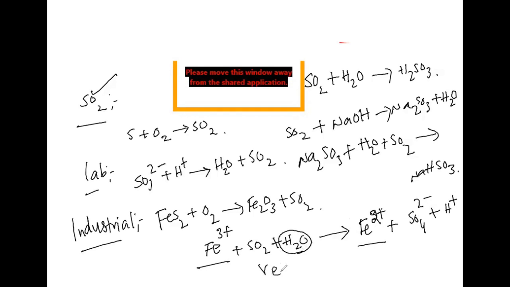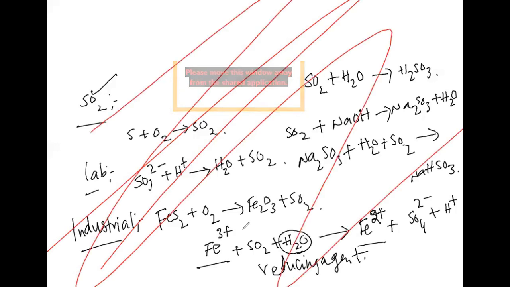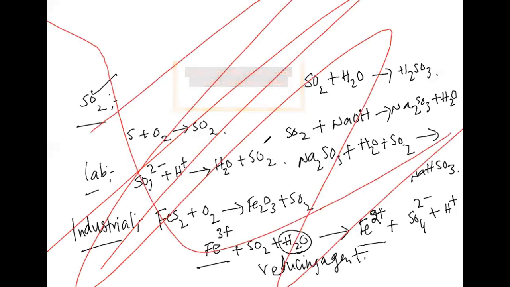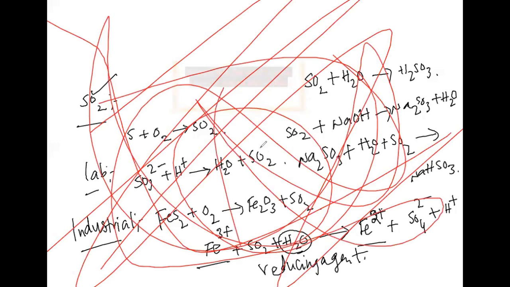What is the role of SO2 here? A reducing agent. A reducing agent undergoes oxidation, right? It is changing from +3 to +4. Even whatever you take, there will be a decrease. What is this actually? Who is doing this?